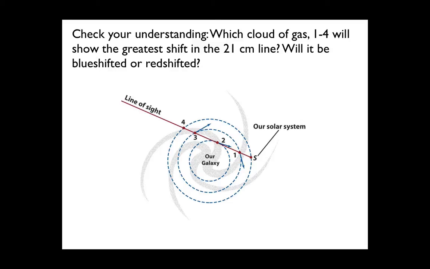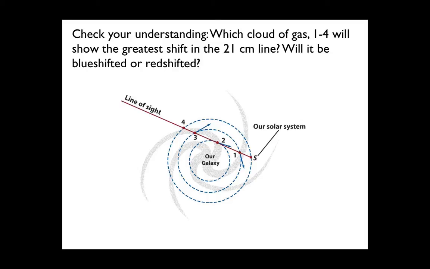So all of those clouds, 1, 2, 3, and 4, are actually moving towards us because the galaxy is spinning around the center. You can see from the velocity arrows for each of those clouds that they're all moving more or less toward the sun. But cloud number 2 is the one that's moving most directly at the sun, so that's the one for which we'll measure the biggest shift. That's the one that has the greatest velocity in the direction of the sun.